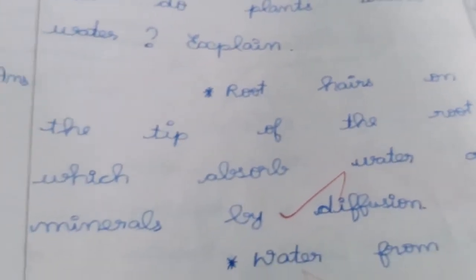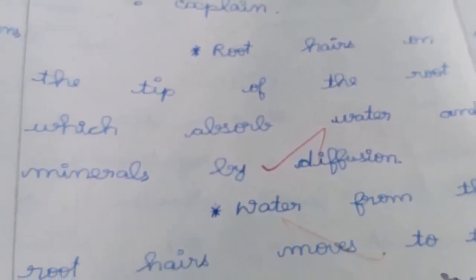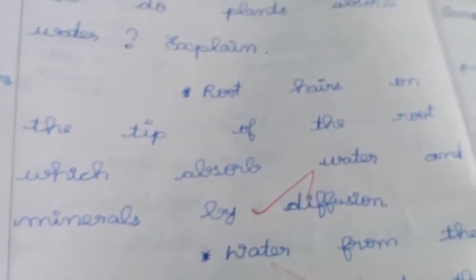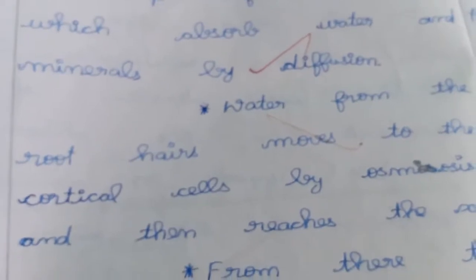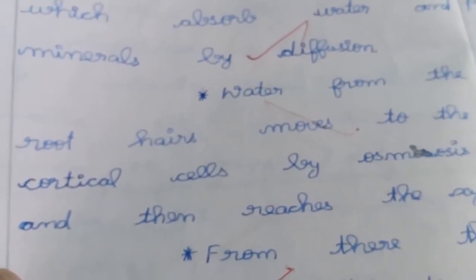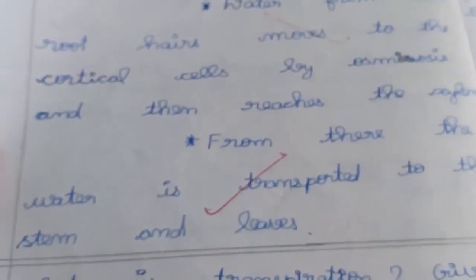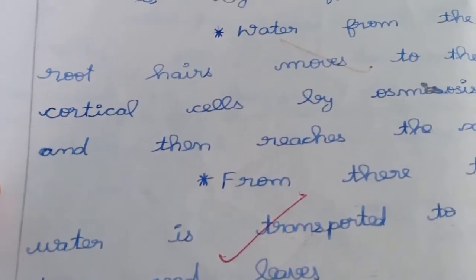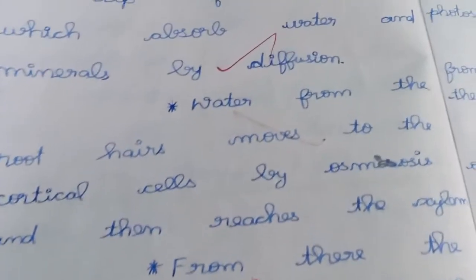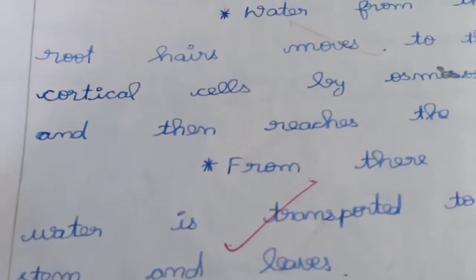Root hairs on the tip of the root absorb water and minerals by diffusion. First step, they use the principle called diffusion. Second, water from the root hair moves to the cortical cell by osmosis. Then it reaches the xylem. From there, the water is transported to the stem and the leaf. This is how it happens. So, we are explaining how water moves. First is by diffusion, second by osmosis. The water is entering into the plant.